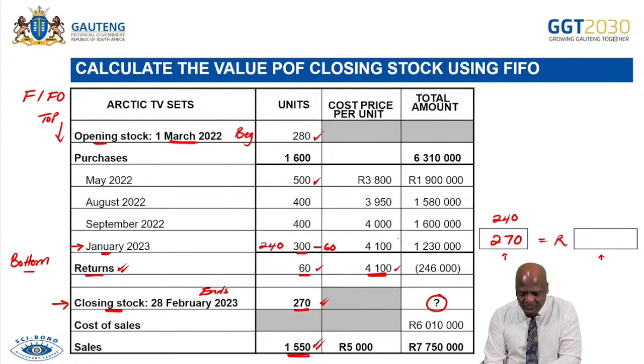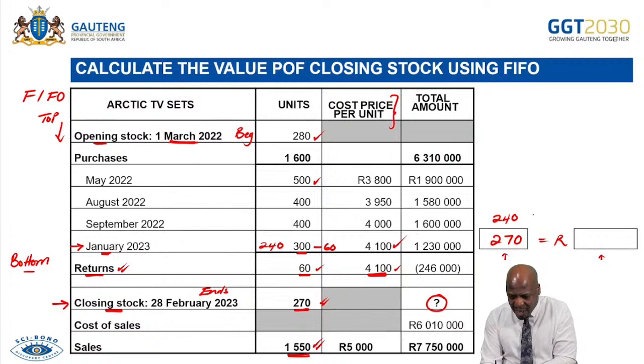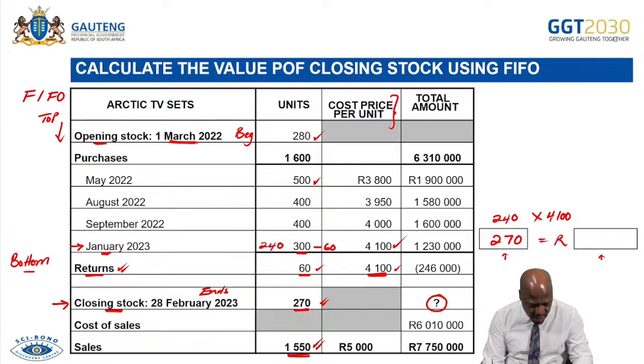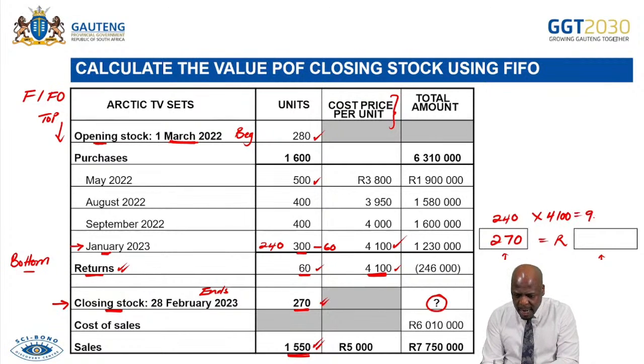What is the cost price in January? 4,100. So I'll multiply it by 4,100. Let me see calculators. How much do you get here? 984,000. Make sure your calculator is close to you. 984,000.